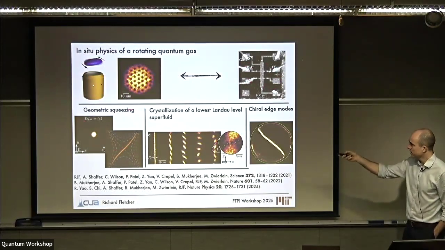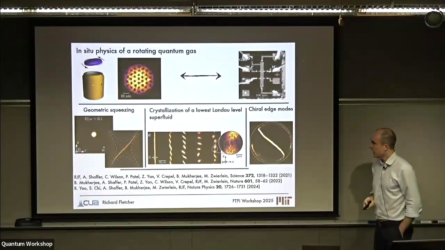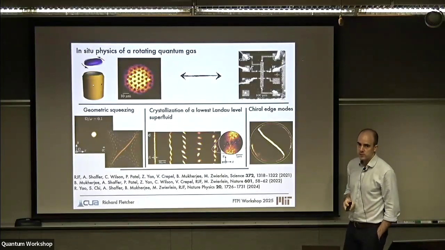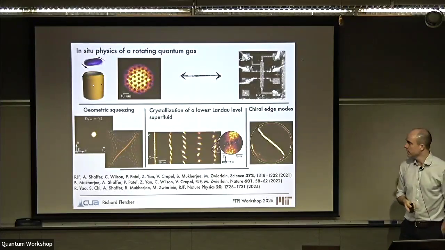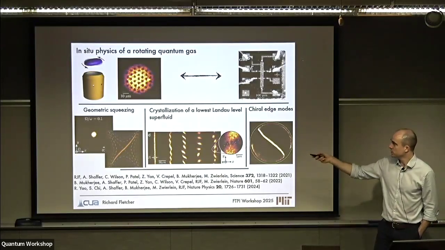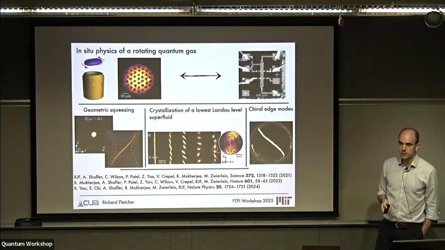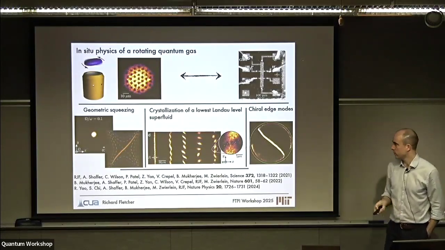The first concerns what we call geometric squeezing. This is quantum mechanical squeezing, so it's a redistribution of Heisenberg uncertainty between non-commuting observables, and in this case, those observables are the x and the y coordinates of particles in a rotating frame of reference.